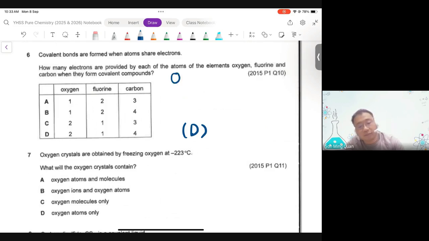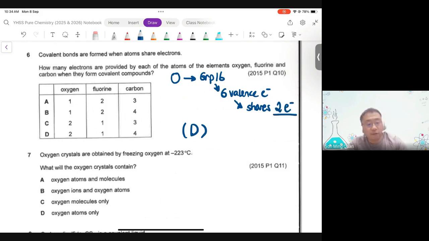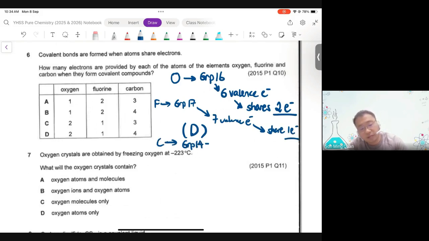Now, how do you work this out? You work this out based on the fact that oxygen is in group 16. It has 6 valence electrons. So if oxygen has 6 valence electrons, it needs 2 more, so it shares 2 electrons. You do the same for fluorine. Fluorine is group 17, 7 valence electrons, so it needs 1 more, so it shares 1 valence electron. Carbon is group 14, 4 valence electrons. It shares 4 electrons. Therefore, the answer is D: 2, 1, and 4.